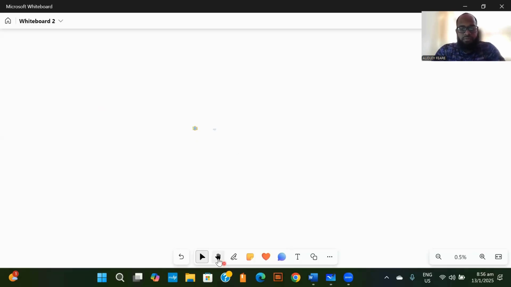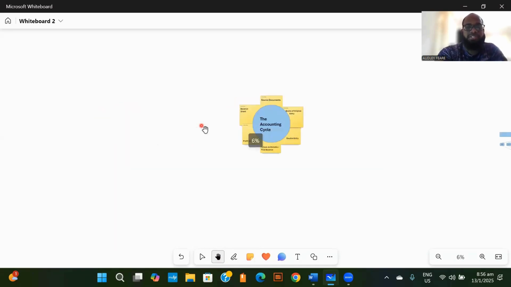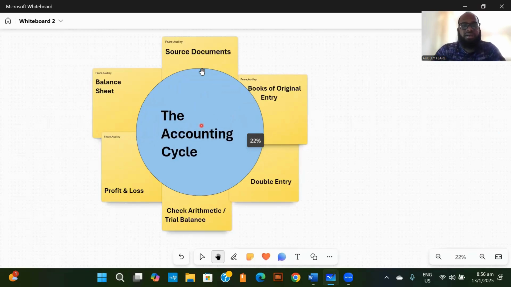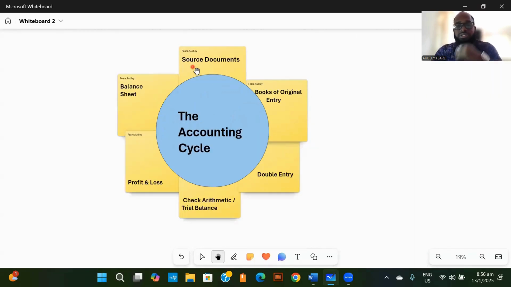So I'm going to look at books of original entry, and I hope after this lesson it will be very easy for you. So let's just go quickly to the accounting cycle. With the accounting cycle, we have source documents. We move on to our books of original entry, otherwise called the journals or the day books. And from there, we move on to our double entry, otherwise we know that as the ledgers, right?